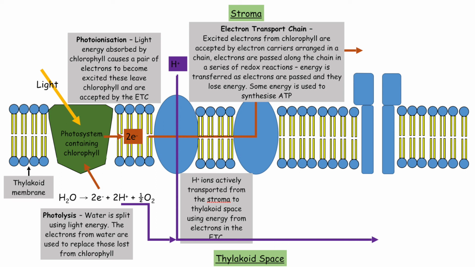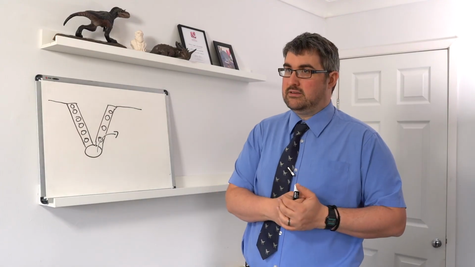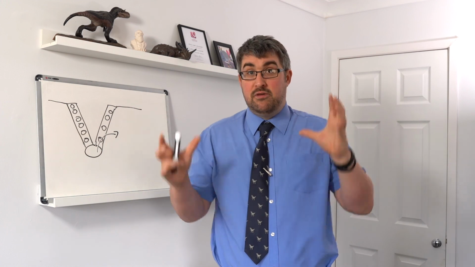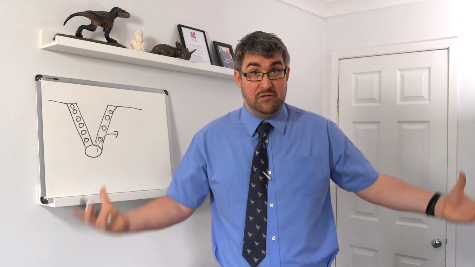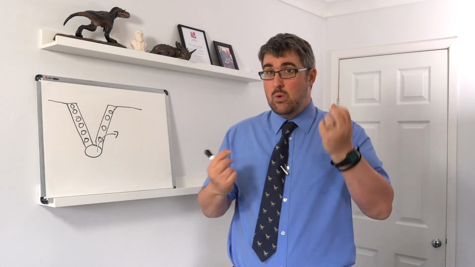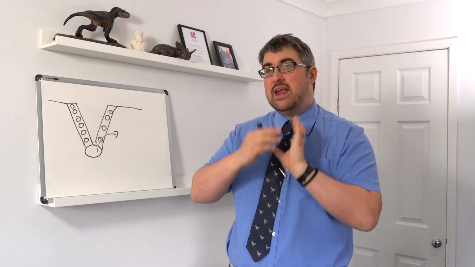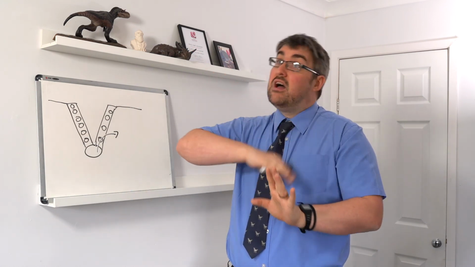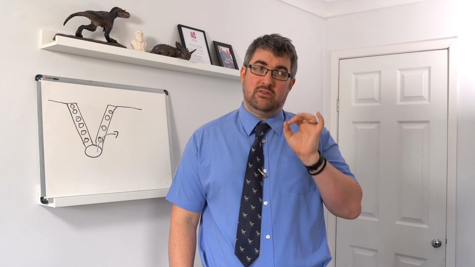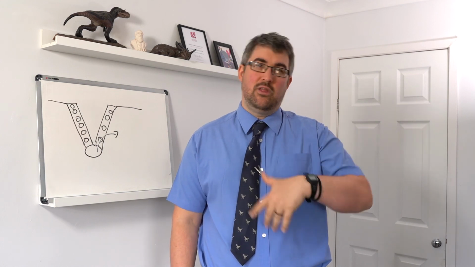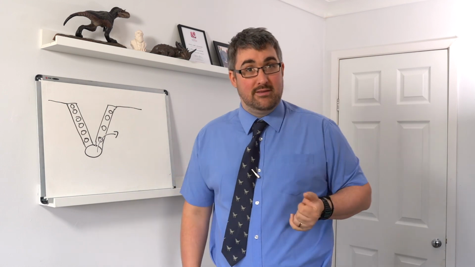So we've now got a very, very high concentration of H plus ions within our thylakoid space. Some have been generated through photolysis, others have been pumped in by the ETC. And we've got a low concentration in the stroma. So they want to diffuse out, but because they're charged ions, they cannot simply diffuse out. They need a channel, some sort of facilitated diffusion. And the only way out is through an enzyme, and that enzyme is called ATP synthase, one of the coolest enzymes in the universe, if you ask me.